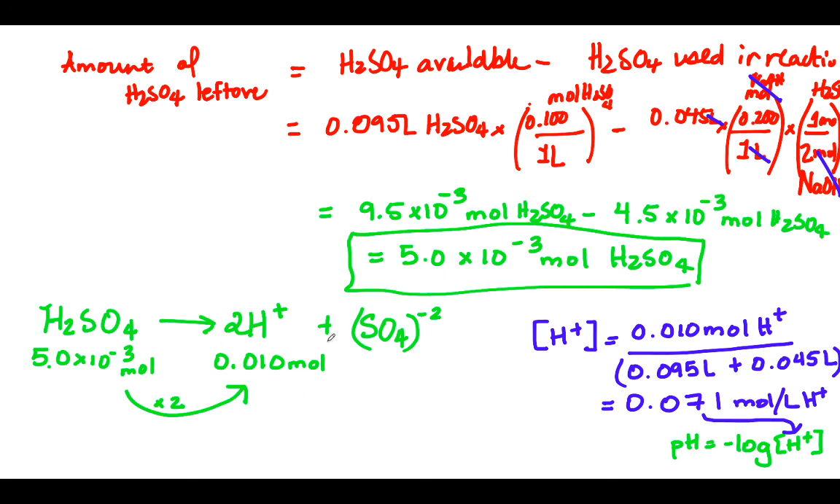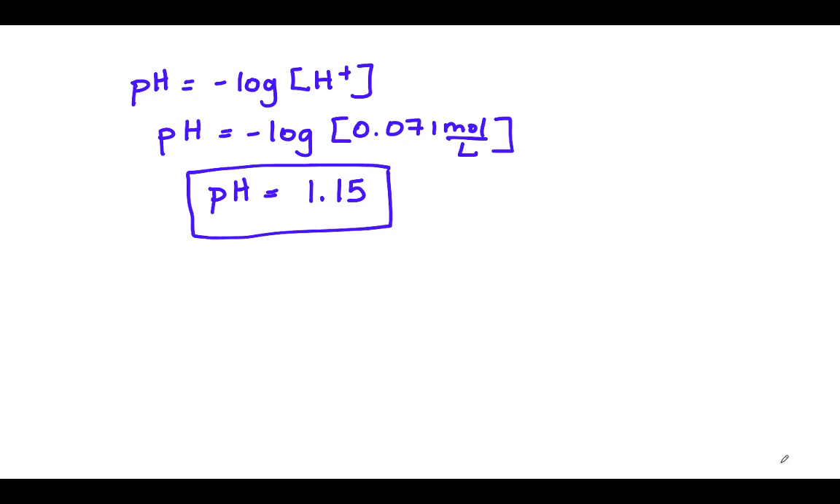Now I take that moles of H+, and I have to find the concentration. So I have to divide by the total volume of the solution, which involves the volume of both the acid and the base added up together. So I do 0.010 moles of H+ divided by the total volume of solution to get 0.071. And I plug that concentration of H+ into my pH formula to get 1.15. And this makes sense because if I have H2SO4 that's left over, the pH being less than 7 and being very low makes sense because that is an acidic pH.